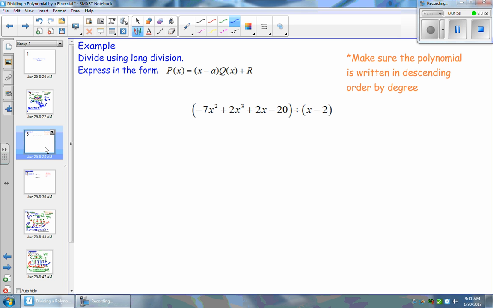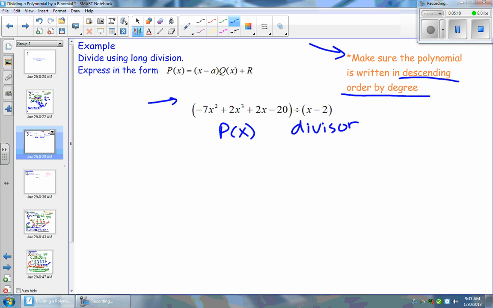So to carry this out, we have to, first of all, take a look at this paragraph here. Now, this is really important in this example here. Make sure the polynomial is written in descending order by degree. So let's take a look at our division statement. This is our polynomial, and I'm dividing by x minus 2, which is also our divisor.